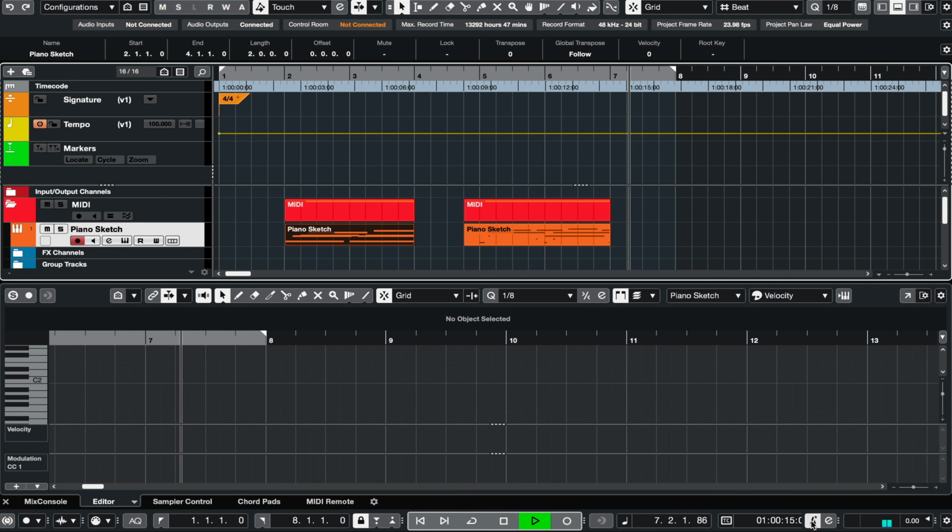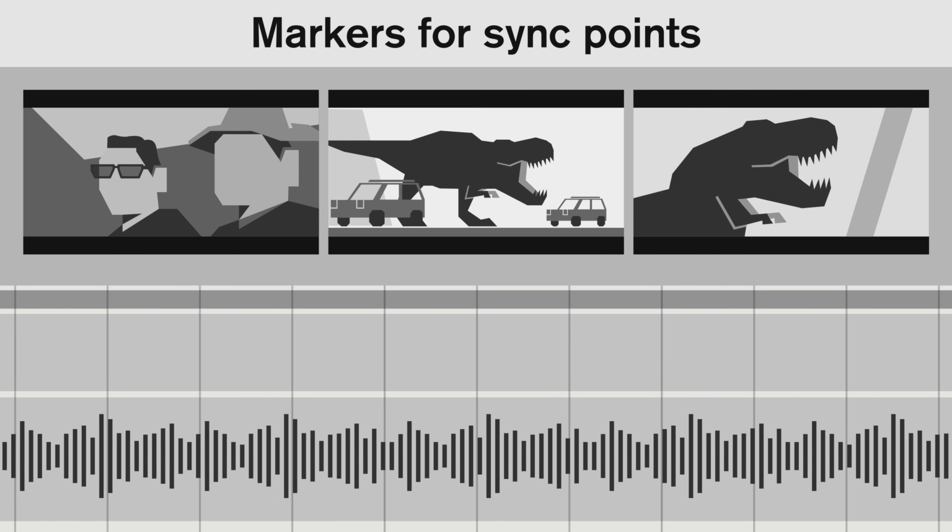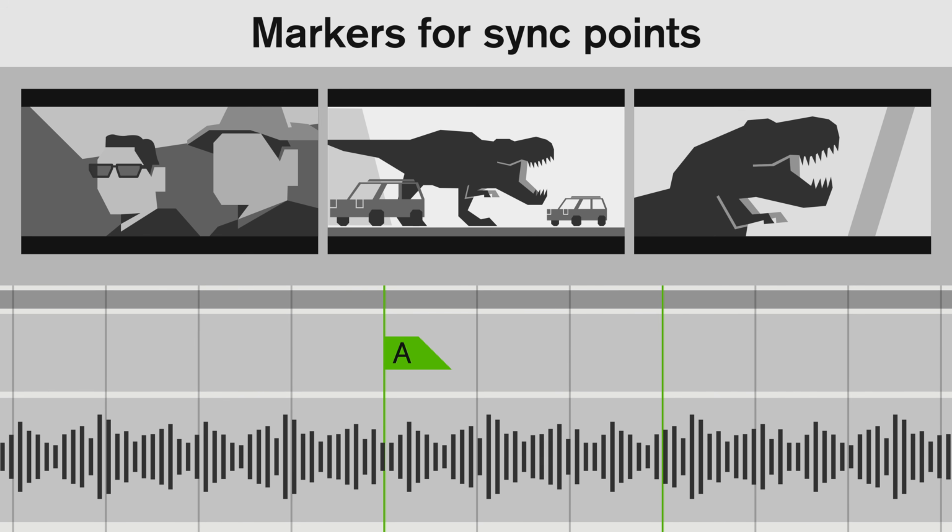Great. Probably not the most inspiring thing, but we can start working with that. The next stage is choosing a tempo that is appropriate for the scene and creating some markers in Cubase. If you had a real action scene, you would need to hit specific sync points.